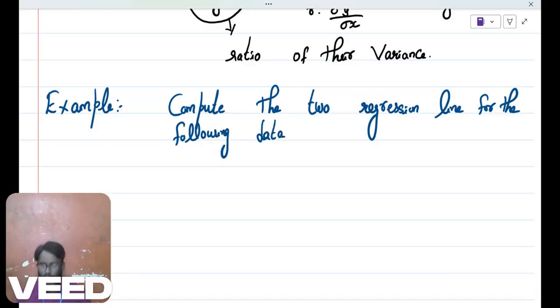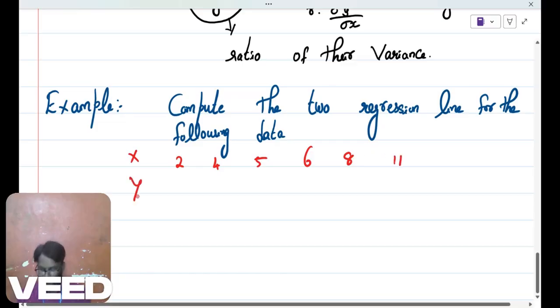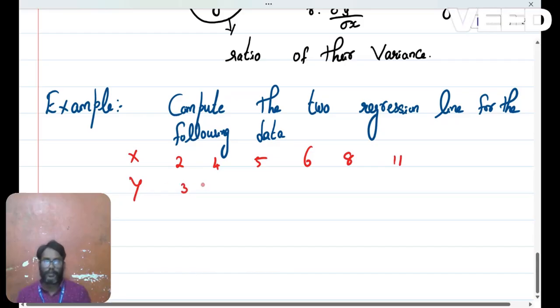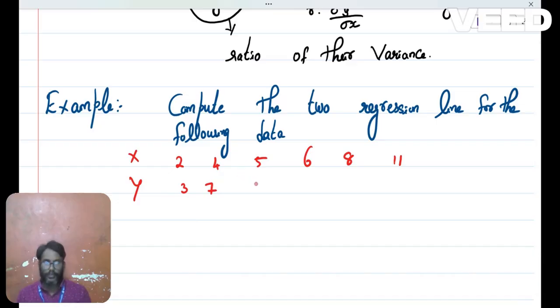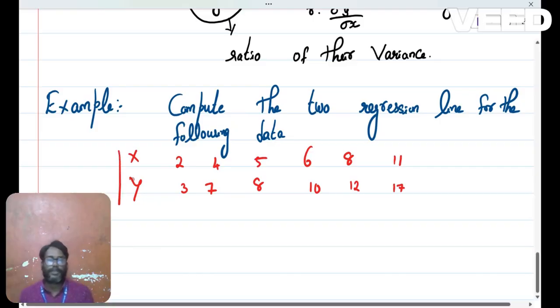Here the data values are given. The x values will be 2, 4, 5, 6, 8, 11, and the y values are 3, 7, 8, 10, 12, and 17. Now we are going to find the two regression lines for the following data.